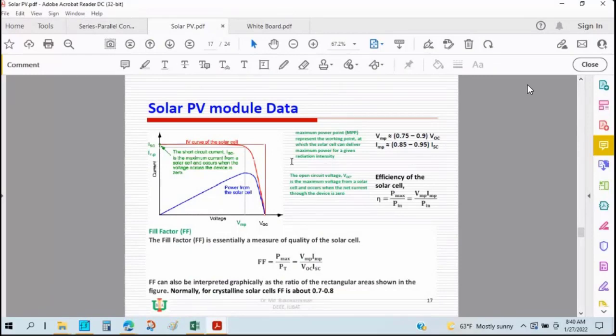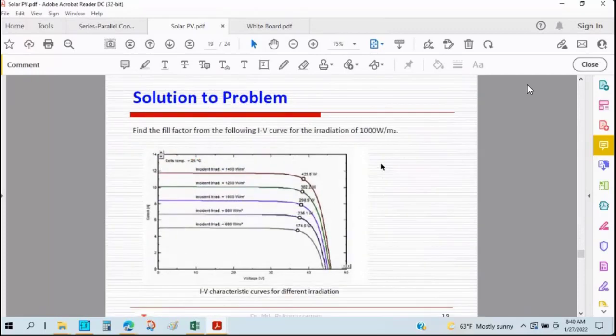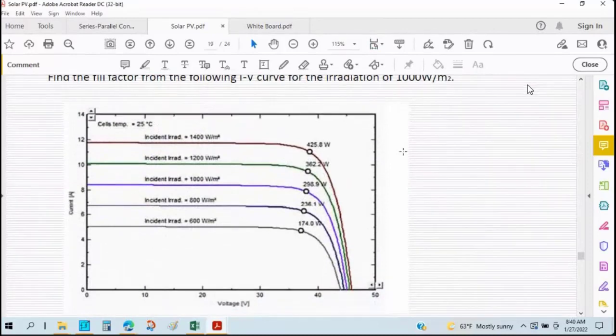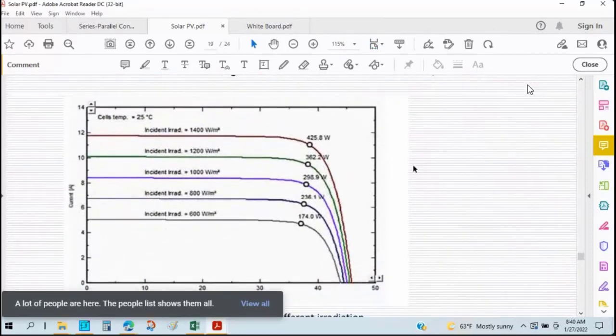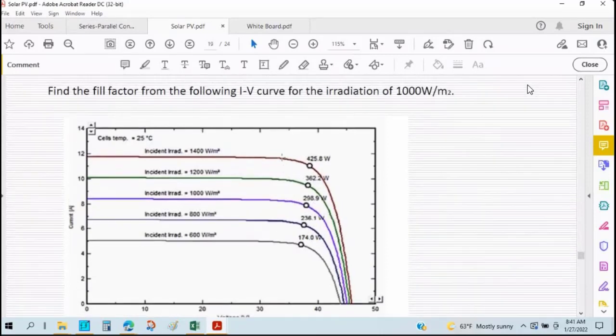Okay, let's try to solve a problem at the very beginning. We have some curves here. Can you see the slide here? Yes, sir. Take your paper, pencil, and calculator ready so that we can solve the problem. What we have to do is find the fill factor. Actually, it should be meter square.